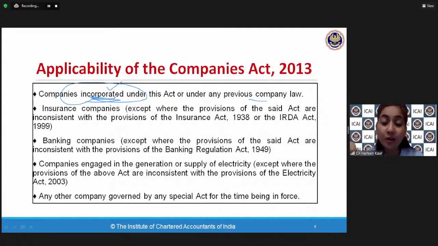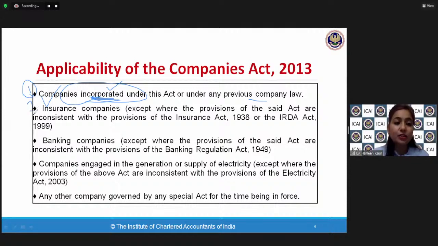But is it an option under Companies Act? The answer is no. It is compulsory for you to get your company registered. You have to obtain a certificate of incorporation from the registrar of companies. So number one, it says it is applicable to all the companies which have obtained the certificate of incorporation, whether in the 2013 Act or under 1956, both it will be applicable.